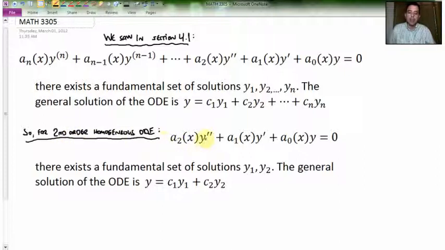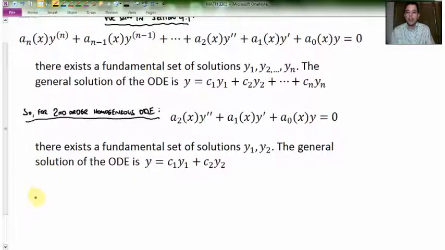So we have the second derivative and first derivative of the function. The theorem says that there are two linearly independent solutions, and any other solution can be written as a linear combination of these two.